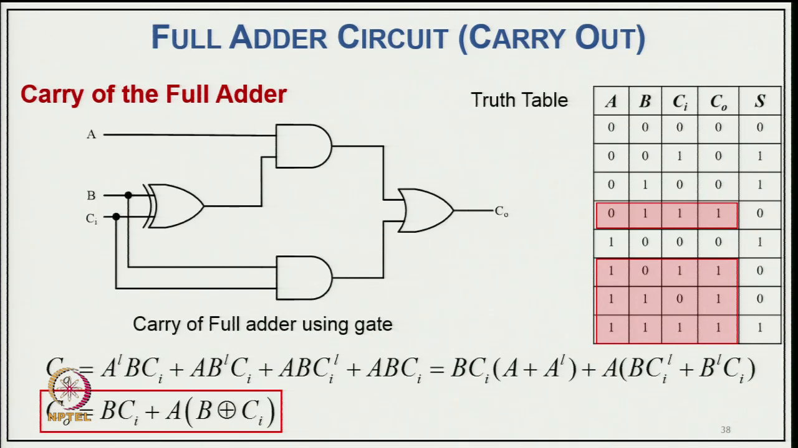And then the carry out, which comes from the remaining terms where we have a carry in all 4 terms. We can represent this also as a sum of products. So, CO corresponds to A dash B C I, A B dash C I, A B C I dash and A B C I. That can be represented as B C I in bracket A plus A bar, and A in bracket B C dash plus A B bar C I, which can be represented as CO equal to B C I plus A with B exclusive OR C I.